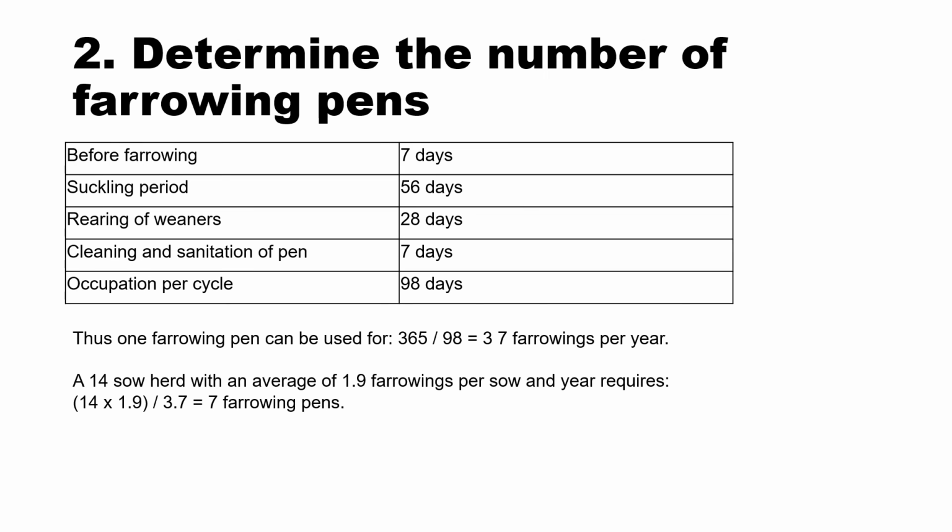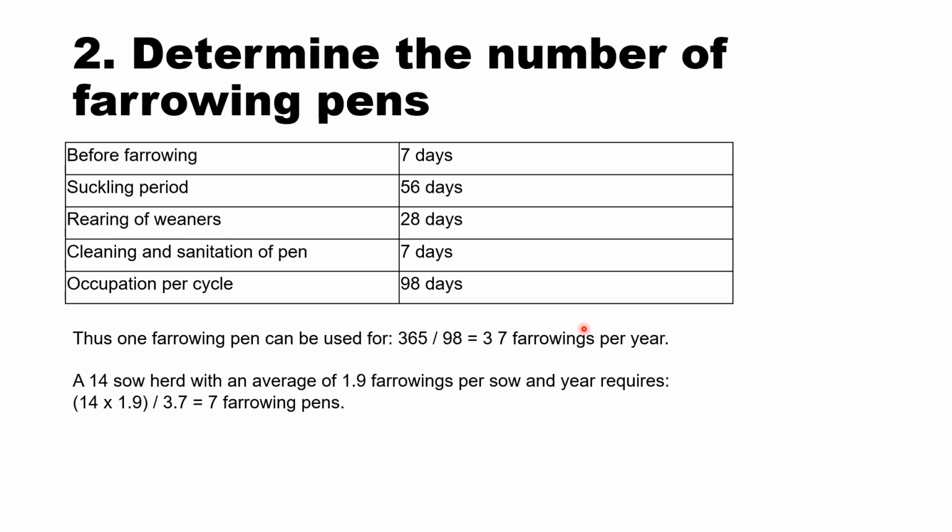Now, with that, ito na yung computation. So one farrowing pen can be used for 365 days na natin kinuha yung number of days per year divided by doon sa occupation per cycle natin 98 days. Kasi yun yung na-compute natin na days kung saan na-occupy ng isang sow at saka yung mga piglets yung isang farrowing pen. So with that, it is equal to 3.7. So 365 divided by 98 nasa 3.7 farrowings per year. So meaning yung isang pen, it can accommodate 3.7 farrowings.